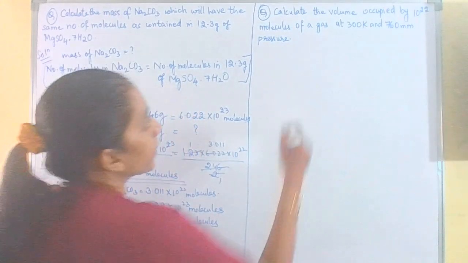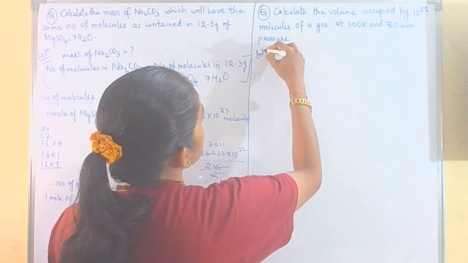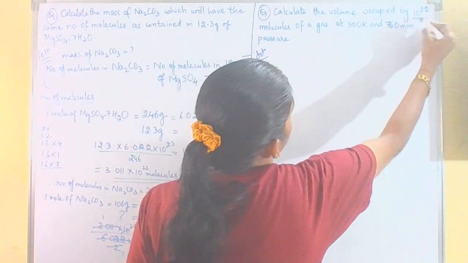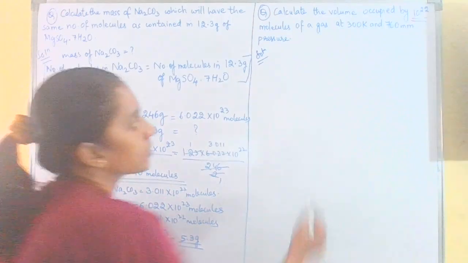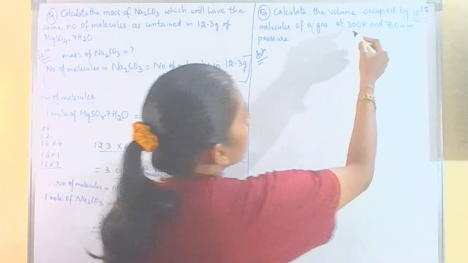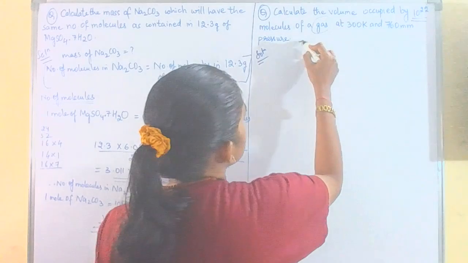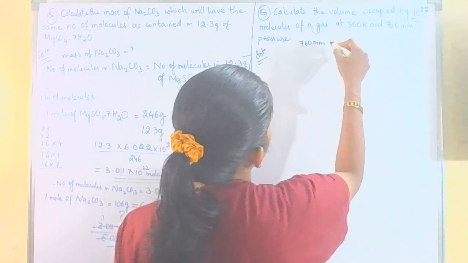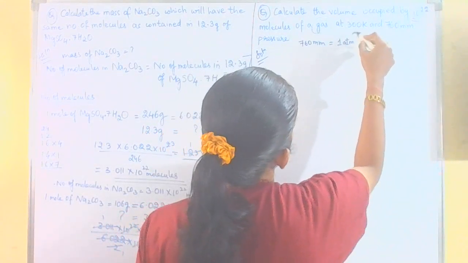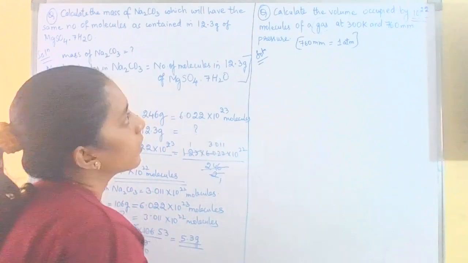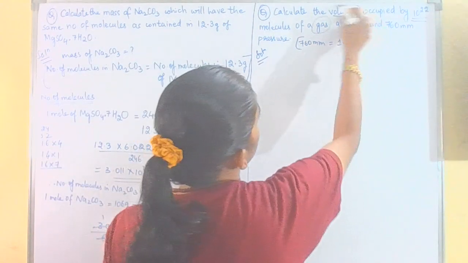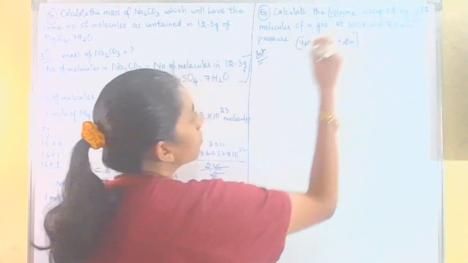Calculate the volume occupied by 10 to the power 22 molecules of a gas, which gas they did not mention, at 300 Kelvin and 760 mm pressure. Keep in mind that 760 mm is equal to 1 atmospheric pressure. Okay. Now they have asked us to find the volume occupied by 10 to the power 22 molecules.